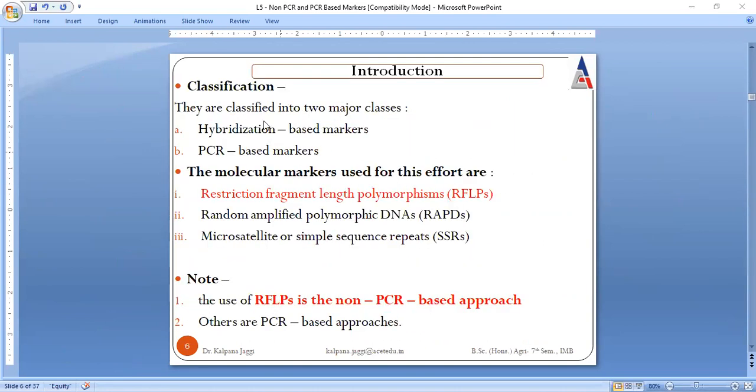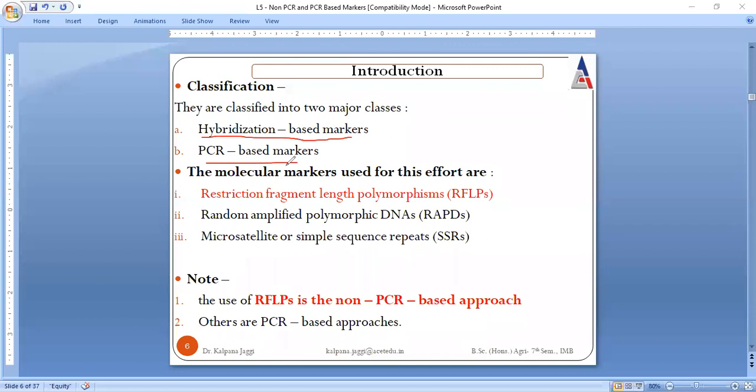Now I will talk about the classification of molecular markers. The very first classification includes the category that is not based on PCR, and they are also called hybridization based markers. And the second classification is the one where markers are based on PCR technology, the PCR principle, and they are said to be PCR based markers.